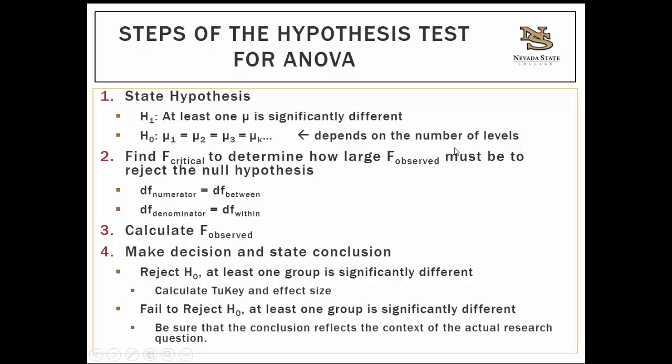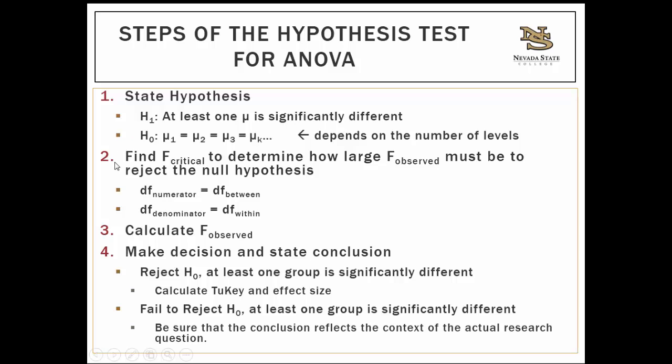If you have 2 levels, you can simply say mu1 equals mu2. If you have 3, mu1 equals mu2 equals mu3. If you have 4 different groups, mu1 equals mu2 equals mu3 equals mu4. However many groups you have, you're going to have mu's there. Now, for the alternative, if you love stating it in symbols, let's say we had 3 different groups. You could say mu1 doesn't equal mu2, or mu1 doesn't equal mu3, or mu2 doesn't equal mu3, or mu1 doesn't equal mu2 doesn't equal mu3. That's a lot of pain and suffering. You can literally just say "at least one mu is significantly different" and we're good to go.